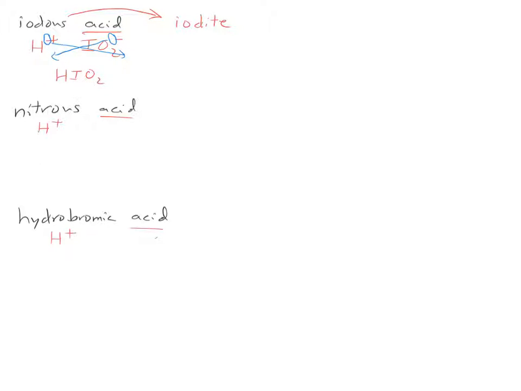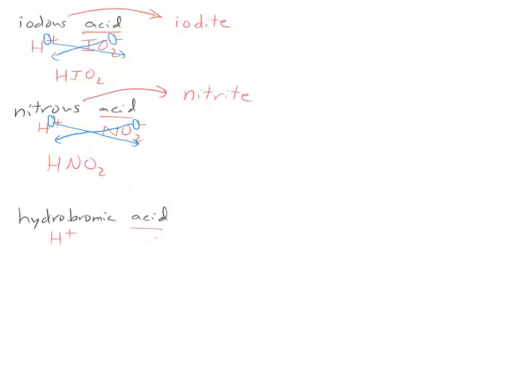Nitrous acid. Again, nitrous, OUS came from ITE, as we learned, so nitrite, the polyatomic ion nitrite. Nitrite is NO2-. So again, we take our assumed 1 in front of the plus sign, our assumed 1 in front of the minus sign, we cross them, and we end up with nitrous acid, which is HNO2.